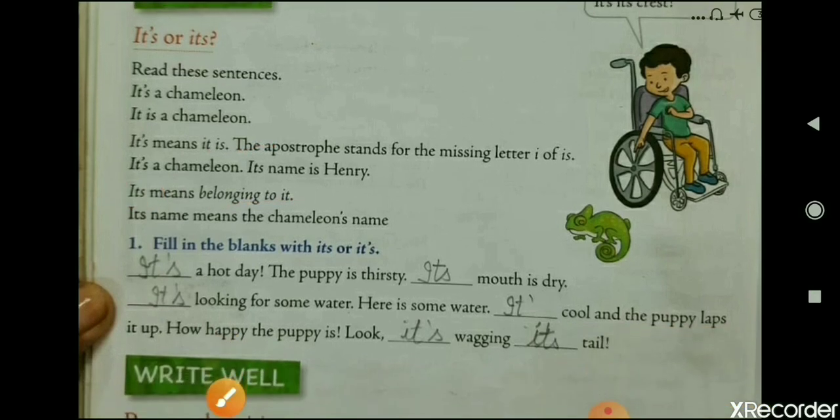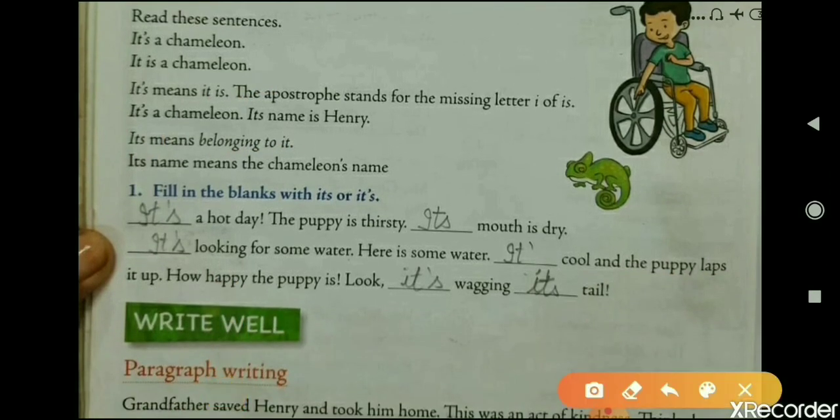Now exercise, fill in the blanks with it's or its. So dash a hot day. So it is a hot day. So we have to write here it apostrophe s. The puppy is thirsty. Its mouth is dry. So here its mouth. Whose mouth? Puppy's mouth. Okay, so here we have to use its, not apostrophe s.